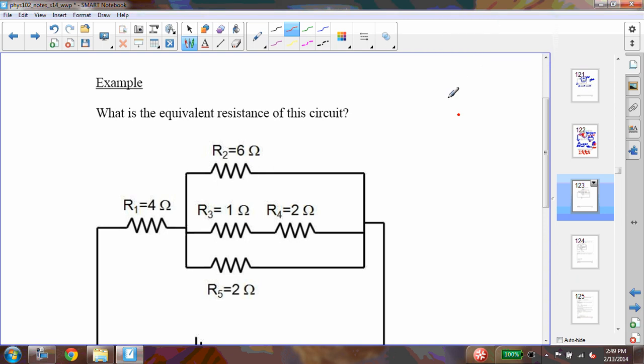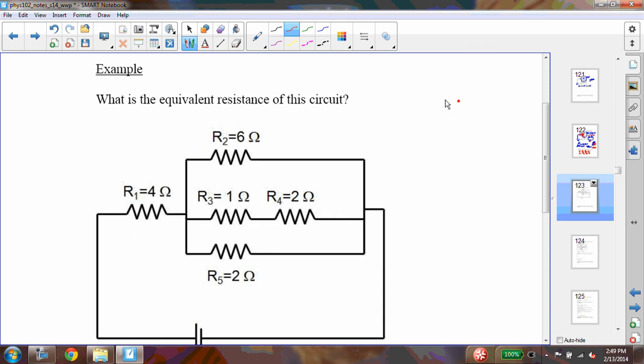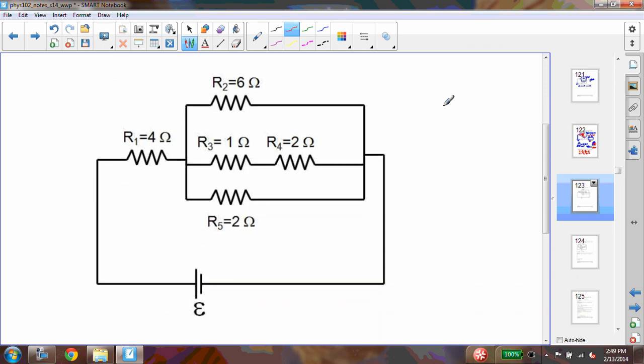All right, let's look at this circuit. We had similar things for capacitors. I have a circuit. It's a little more complex than we've seen before, but I just want to find the equivalent resistance of this circuit. We're going to pick the smallest component that is either in series or parallel. In this case, it's going to be this branch right here.